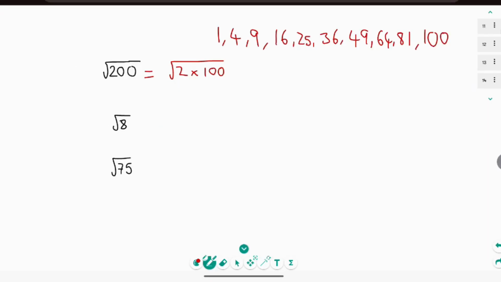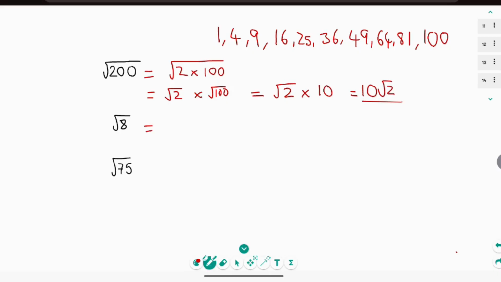And I would suggest to write all your steps down. If you're trying to make shortcuts here, you're likely to make mistakes. I'm going to split this up into root 2 times root 100. Root 2 is a surd, we cannot work it out. Root 100 is 10, which simplifies to 10 root 2.